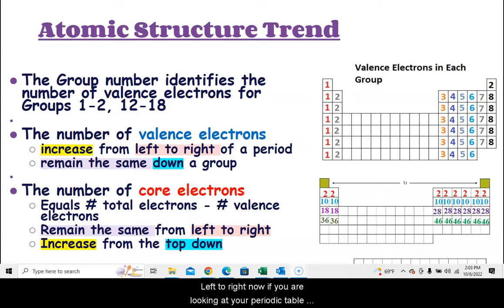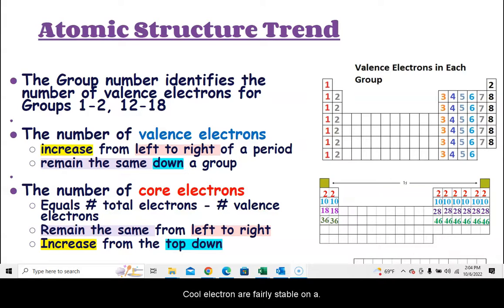Now, if you are looking at your periodic table, the left-hand side is always your alkali metals, and the right-hand side is always your noble gases. It's really important to have that reference point in case you are me, like a teacher, where I always do things backwards and then confuse everybody.